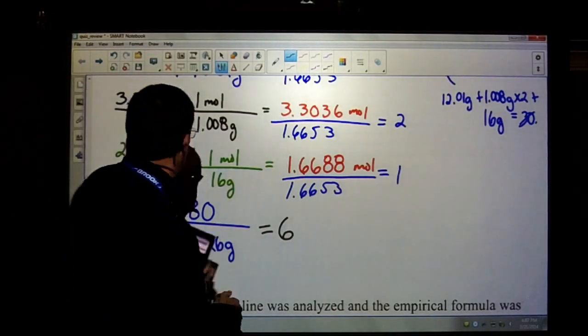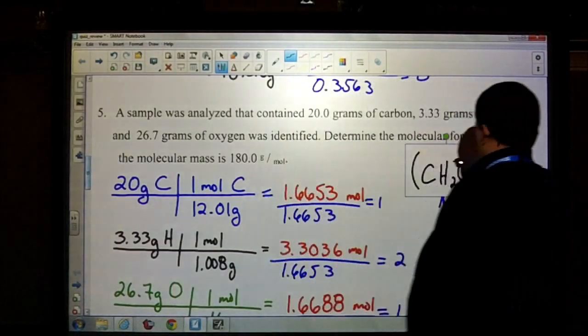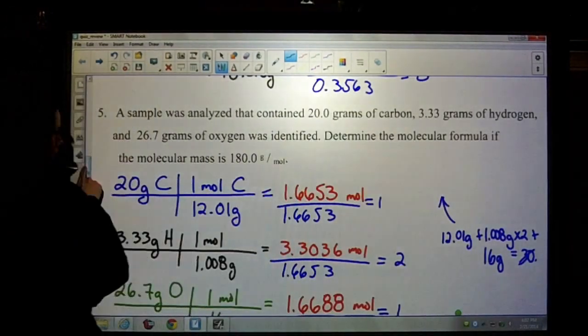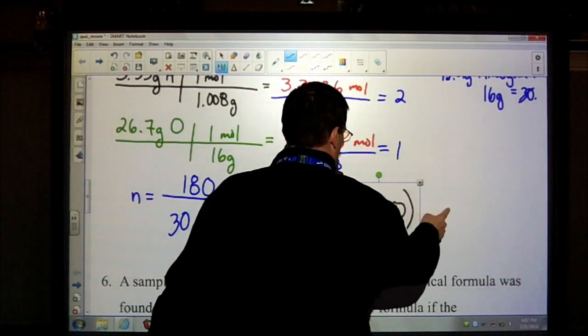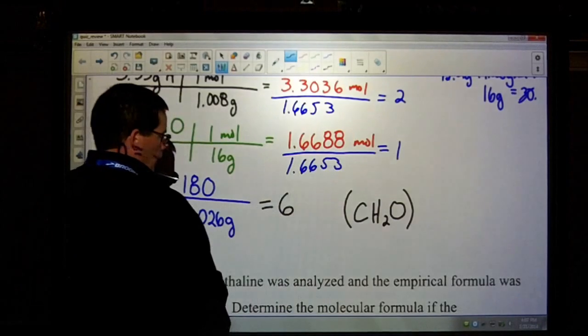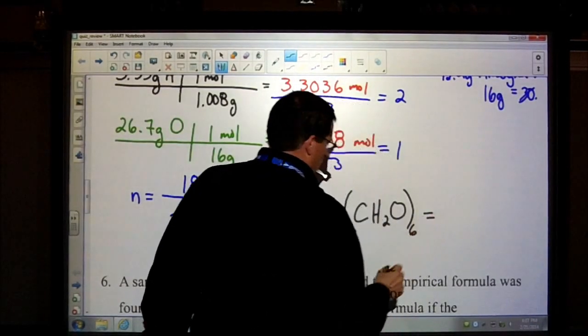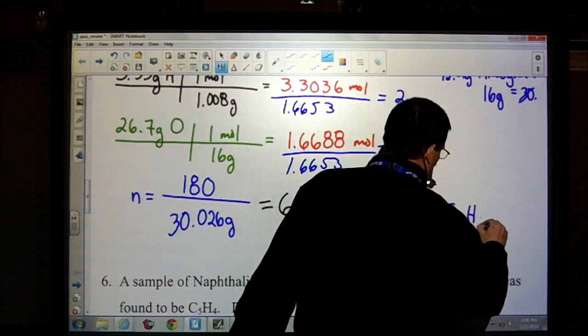So now what we want to do is take our empirical formula. Okay, let's drop it down here. Move it back over. So now we have our empirical formula here. So we're going to take that 6 and multiply it. So now my actual answer is C6H12O6.